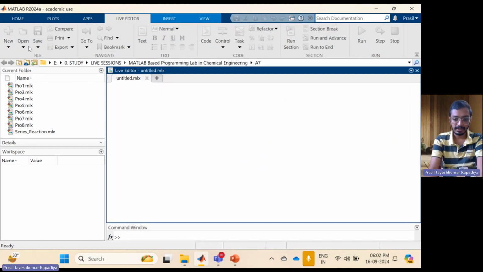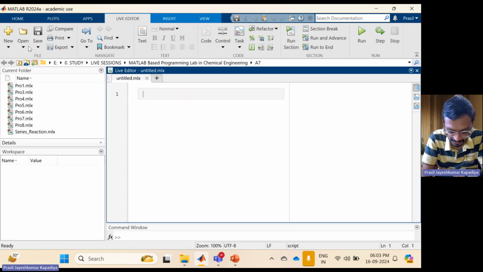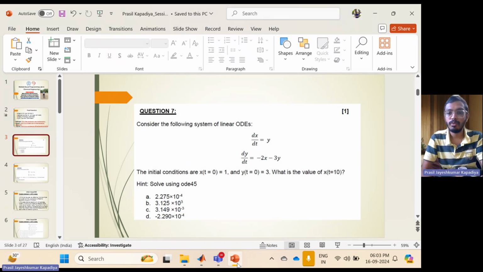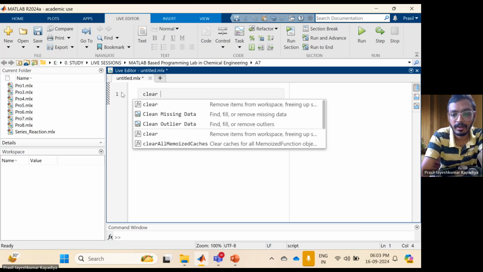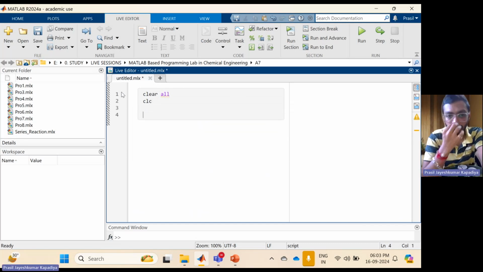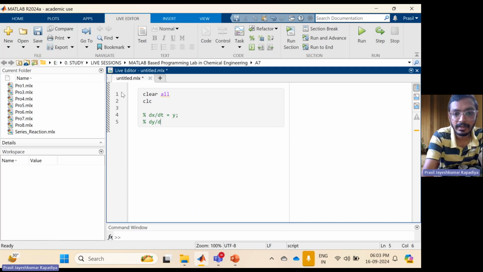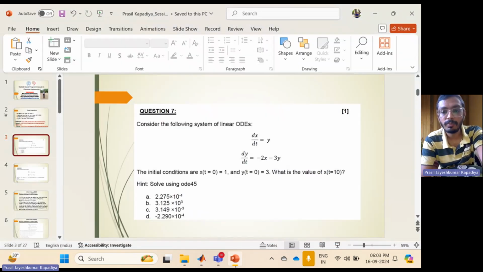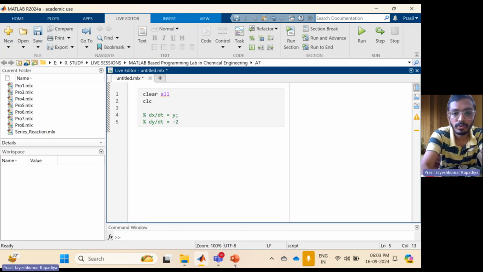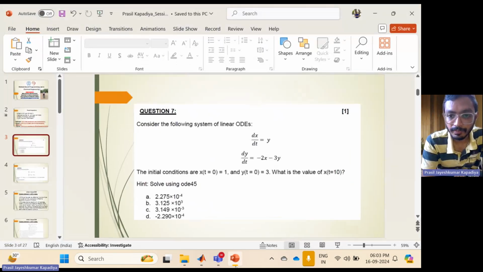Please write one live script. Let's try to revisit the problem the way we did last time. First, dx/dt equal to y, and secondly dy/dt equal to minus 2x minus b into y. Let me write down the equations. The first equation is dx/dt is equal to y, and the second equation is dy/dt is equal to minus 2 into x minus b into y. So these two equations we need to solve.